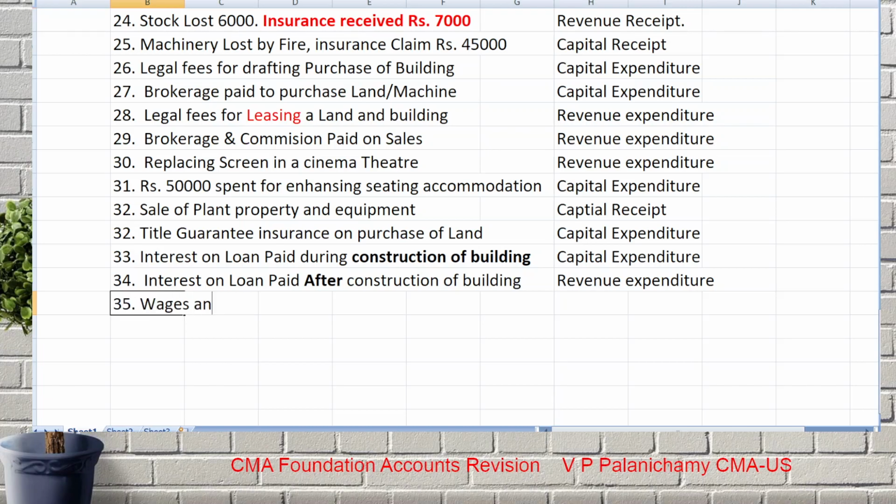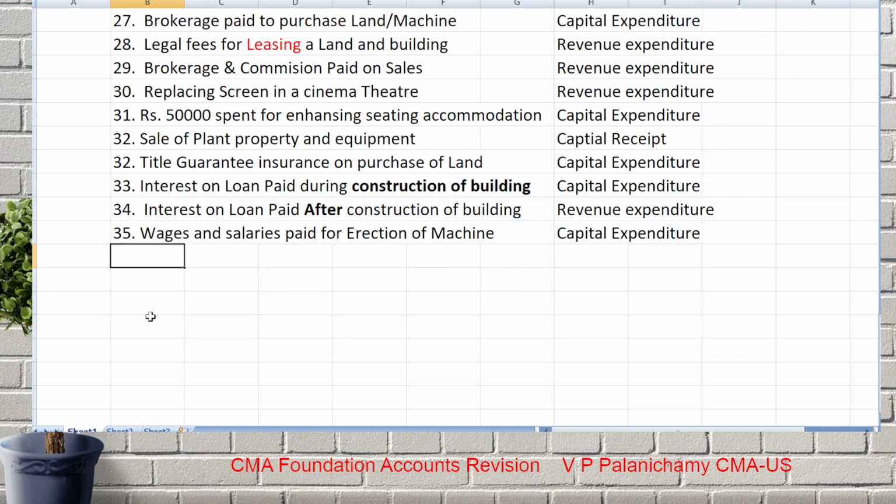Wages and salaries paid for erection of a machine. Installing a machine, whatever you spend, it is called as what? Capital expenditure. For the purpose of installing an asset, when you spend money, it is called as what? Capital expenditure. So, these are all examples of some revenue expenditures, and which one? Capital expenditure. One more example maybe I'll give you.